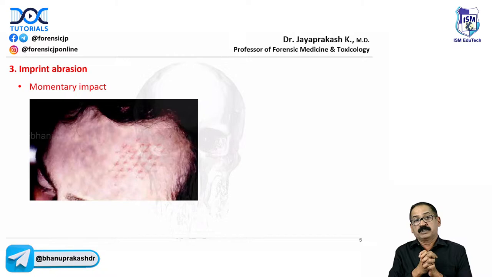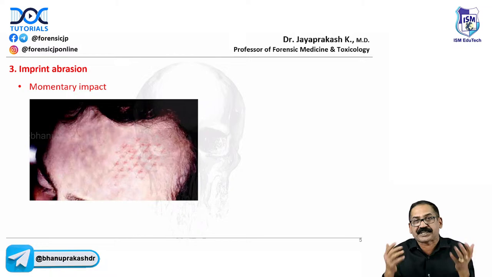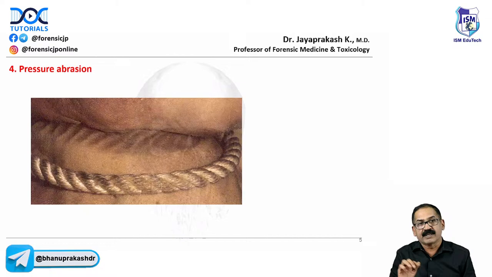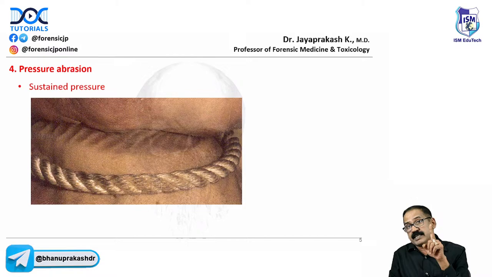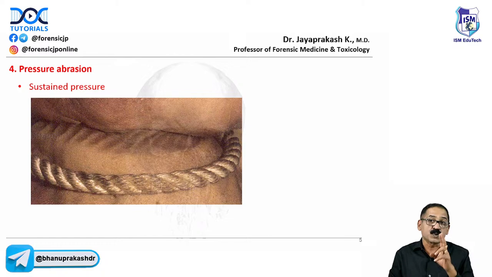Now look here. This person must have hit his forehead against a metal mesh. It gives rise to an impression. Momentary impact. In case of hanging or strangulation, pressure is sustained. There is sustained pressure. So here the answer is pressure abrasion.